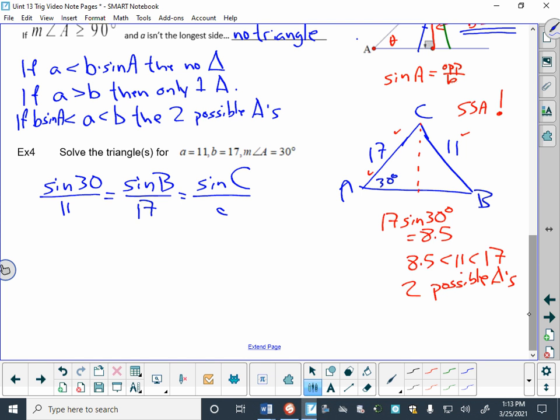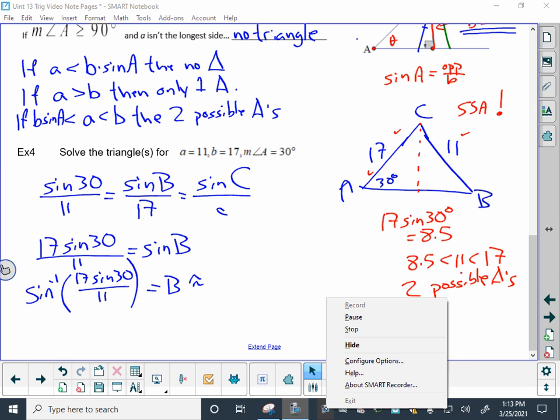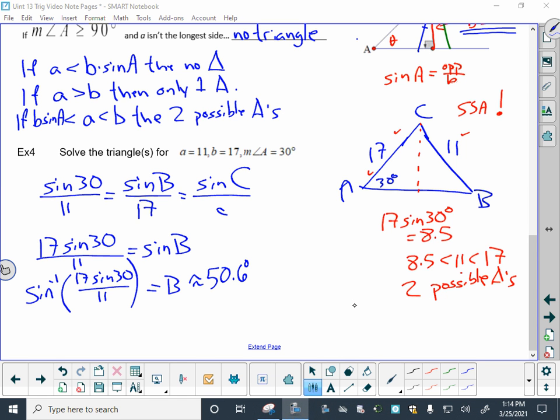So we're going to cross multiply here, or multiply both sides by 17, and get that 17 sine 30 over 11 is equal to sine B. If we want to get to that B, we need an inverse sine. So B is going to be the inverse sine of 17 sine 30 over 11. And this is exactly what I'm going to type into my calculator. And I got 50.6 degrees out of there approximately.